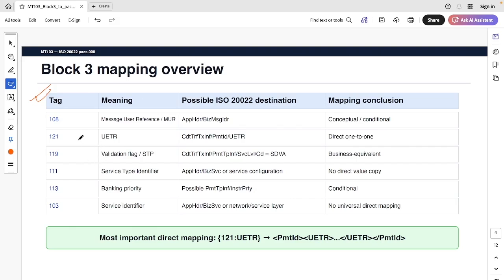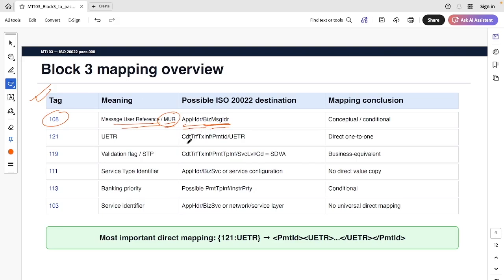Let us go through the fields one by one. Field 108. This is your message user reference. In short, it's also called MUR. The closest ISO 20022 concept may be your application header. And inside application header, it's a business message identifier. Because the MUR in block three basically identifies a message. And we also use this particular element in ISO 20022 to identify a message.